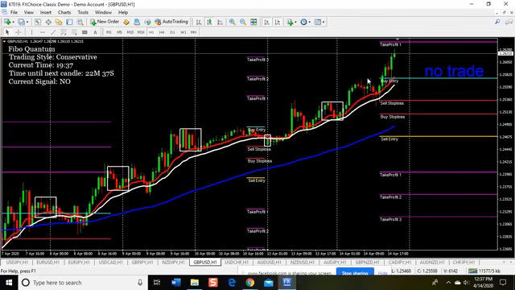Okay, this one. Very interesting here. I wrote here no trade. Here's the buy entry. I didn't want to take this trade. Say, Bill, why don't you want to take this trade? It's in a beautiful uptrend, right? It is in a beautiful uptrend.